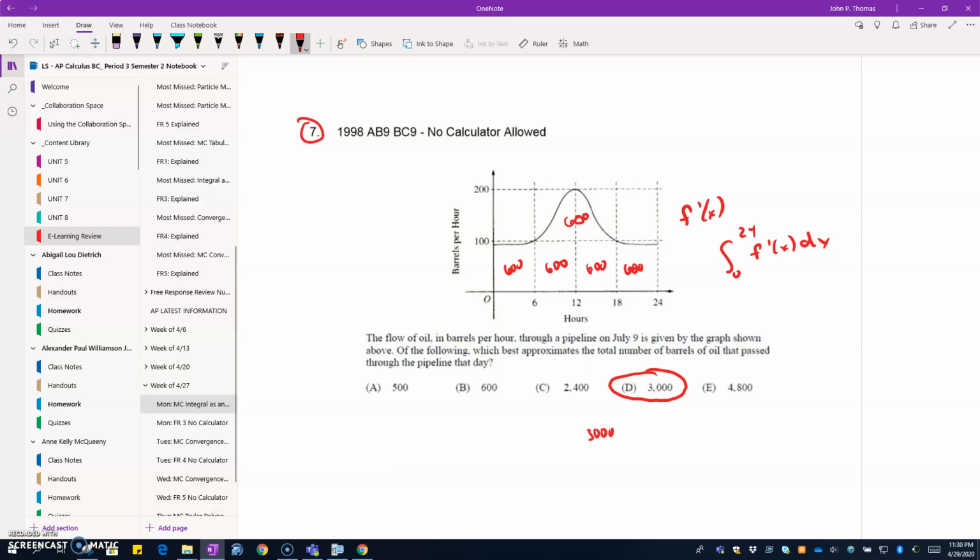All right, I hope that helps, but that was number 7, and again, we're just tallying up the area because we're looking for the accumulation of change underneath the rate function.